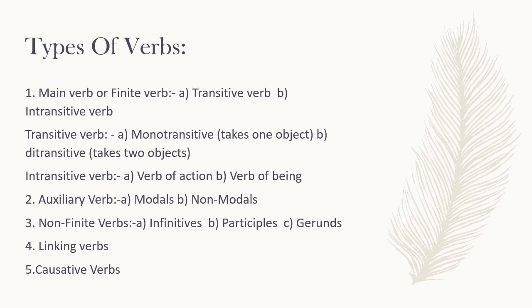Number 2, auxiliary verbs or helping verbs. Auxiliary verbs are of two types, modals and non-modals. Third number is non-finite verbs. Non-finite verbs are of three types: infinitives, participles and gerunds. Then comes linking verb and number 5, causative verbs.